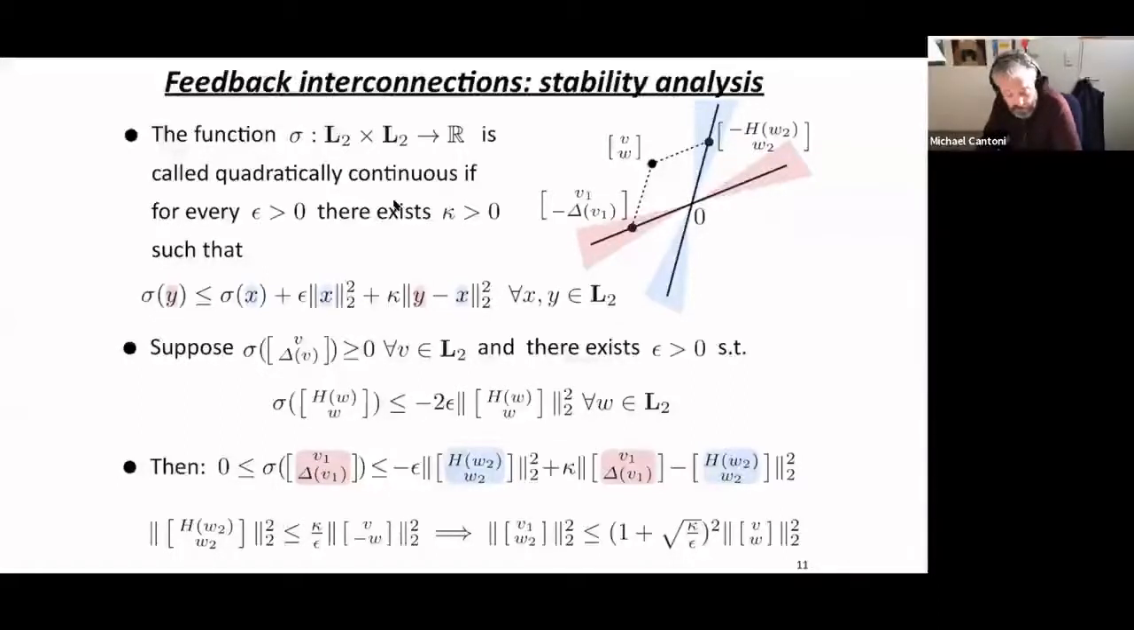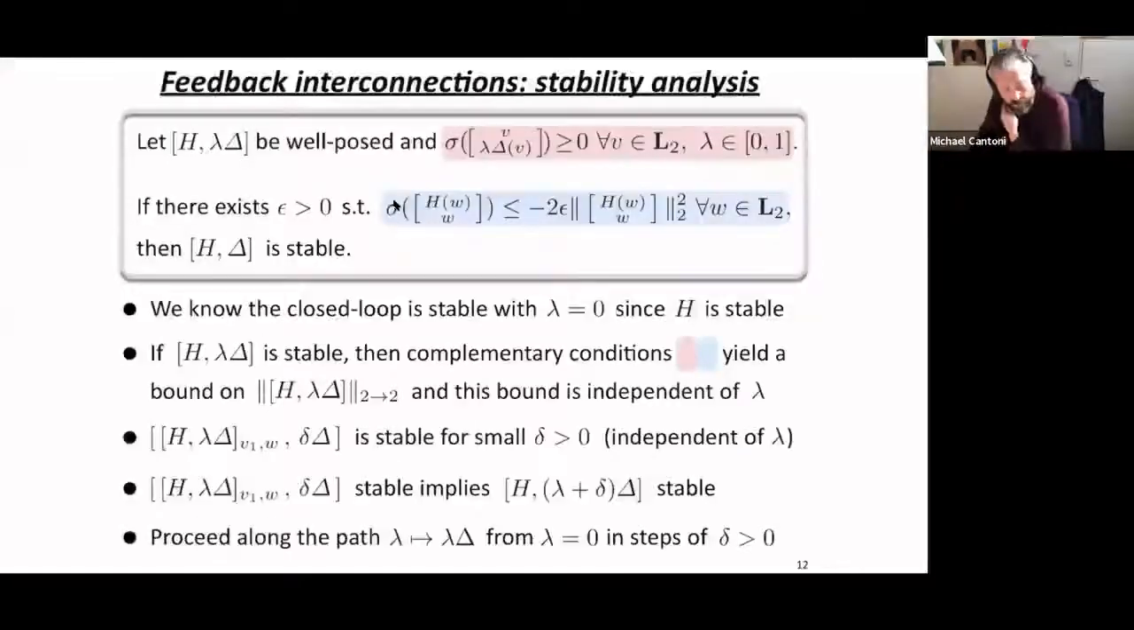Now, these two conditions alone are not enough to conclude stability of the feedback interconnection. To be able to write down this, I had to assume that the internal signals are in L2, because this function is only defined on L2. But what these two conditions are giving me is a bound on the gain of the closed loop, if you like.